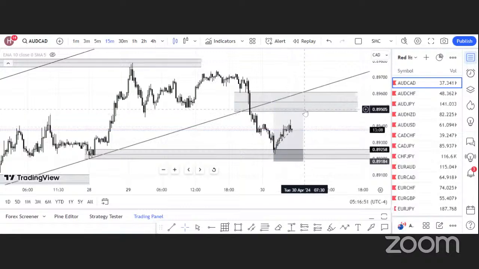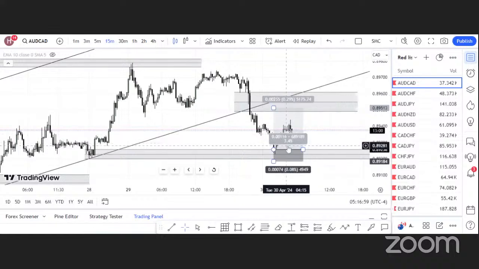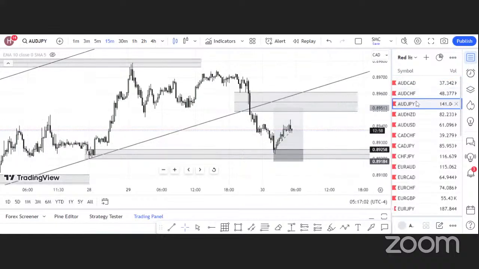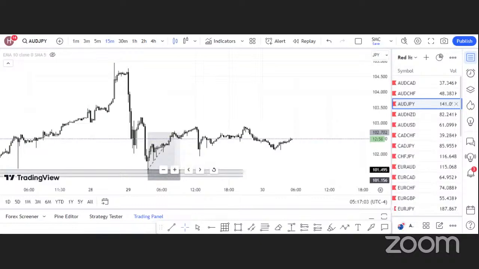So the market is currently close to this other block, this fair value gap rather. All right. So we missed the opportunity here. All right. Let's go to AUD JPY.